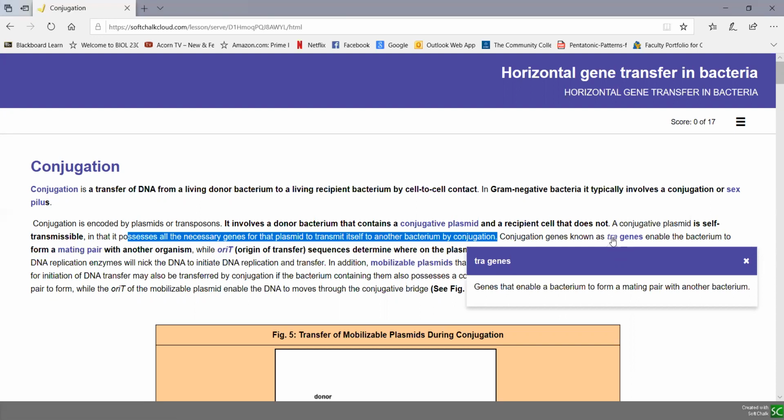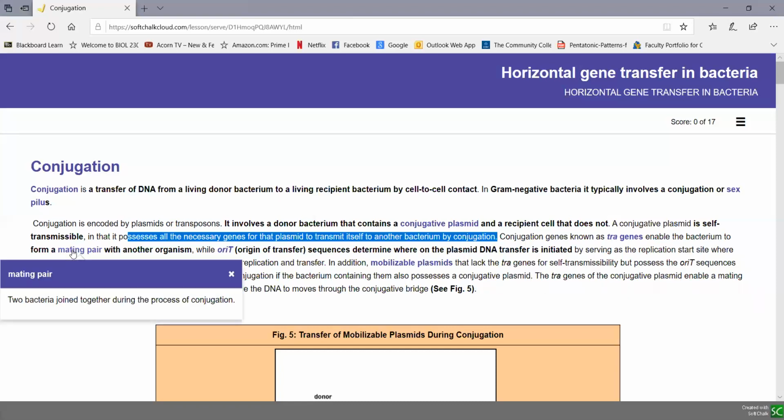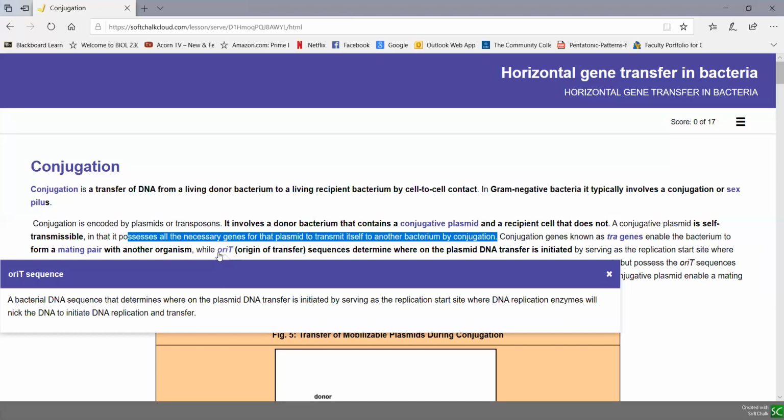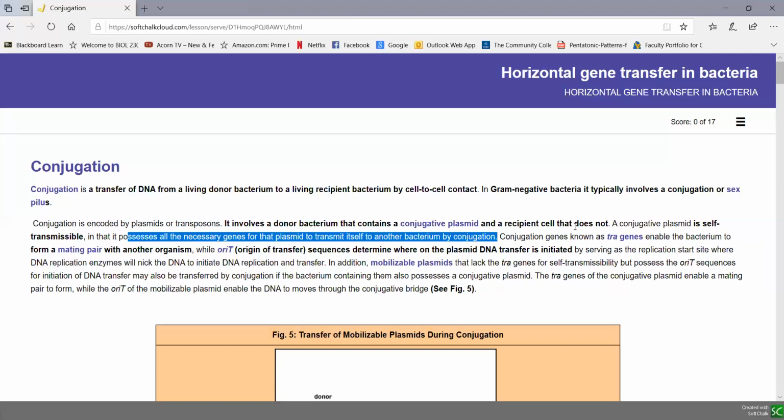So if the plasmid has these TRA genes, it is able to conjugate with other bacteria and form a mating pair, where two bacteria join together with a little bridge and DNA can be transferred from one bacterium to another. And the place where the DNA transfer begins is called the oriT, or origin of transfer sequence. That determines where the DNA is split, and then one strand of the plasmid DNA is going to be transferred to the recipient.